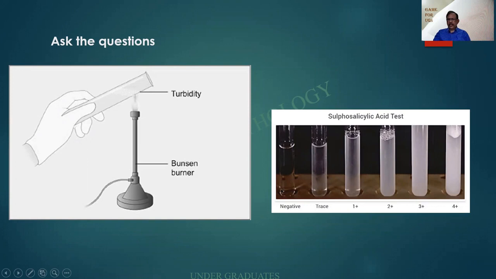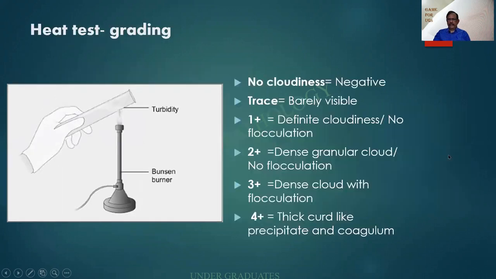So this is a normal urine sample. Here there is a mild amount of precipitate which gradually gets intensified, and here it becomes thick and curdy. So range of proteinuria is given over here. The sulfosalicylic acid method. The heat method, how do you grade the proteinuria?